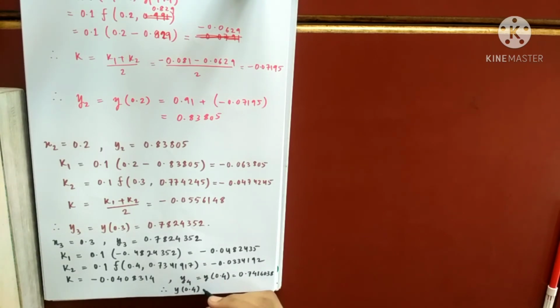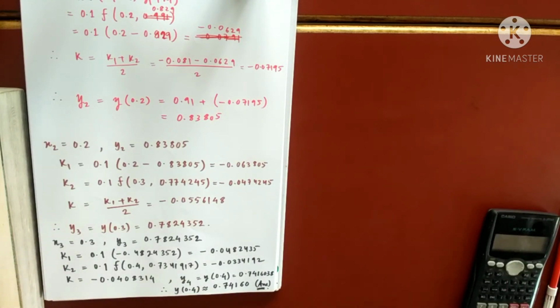I have to give my answer correct up to 5 decimal places. So this is 0.74160. So this is your answer, correct up to 5 decimal places. Y at 0.4. So the method is big enough, but one of the most important methods in this chapter.